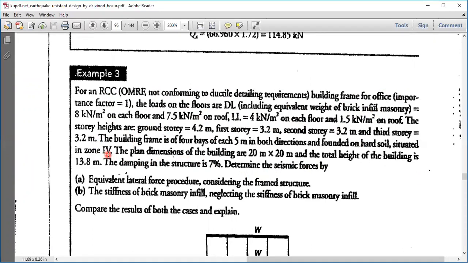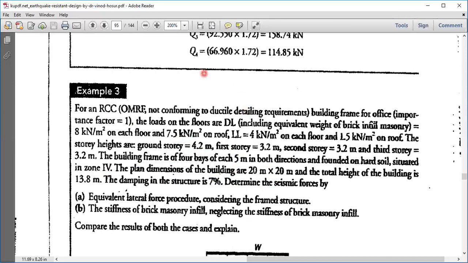Zone 4. For zone 4, what is the Z value? You will be picking it up from Table 3, page number 10. And we will be calculating the rest of the values as follows.